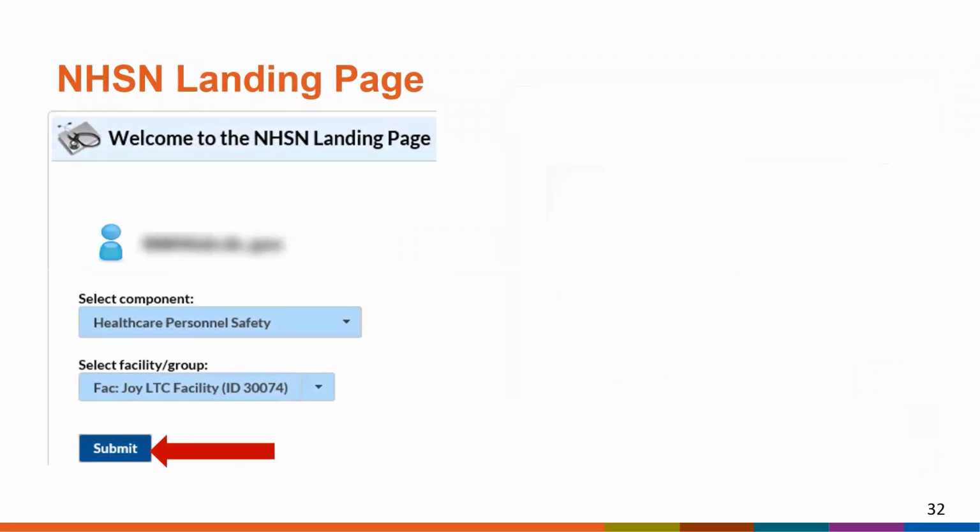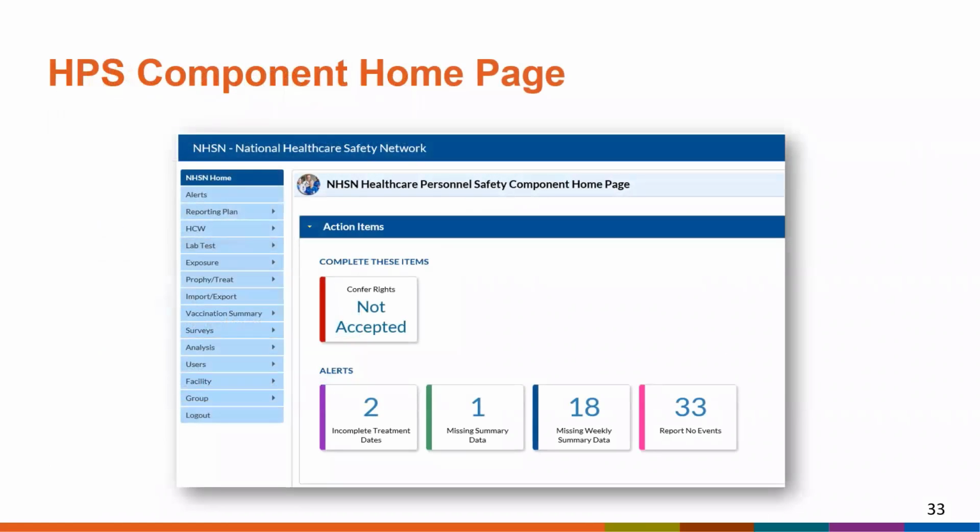This slide shows the NHSN landing page. Select the appropriate component, which is healthcare personnel safety, and facility from the drop-down boxes. Next, click the Submit button to proceed.